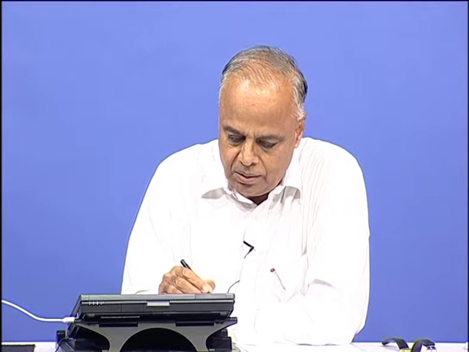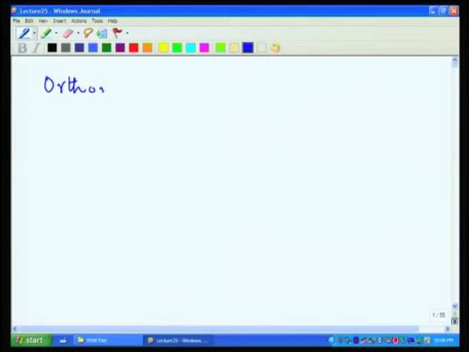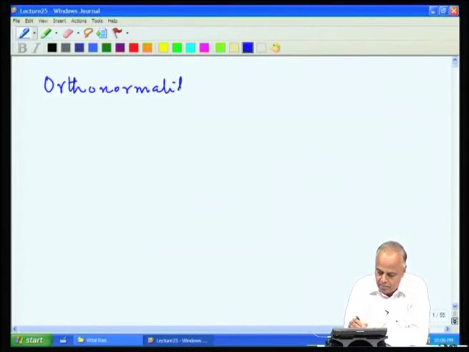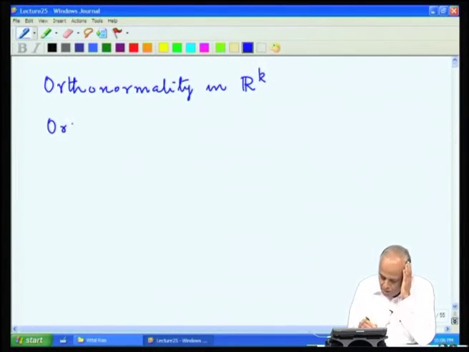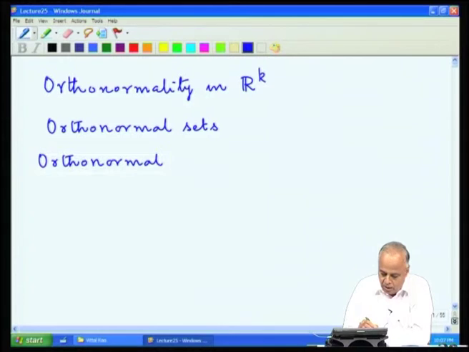We have been discussing the notion of orthonormality in the space R^k. We looked at the notion of orthonormal sets, that is, sets in which any two vectors are orthogonal to each other and every vector has length 1. Then we looked at the notion of an orthonormal basis.